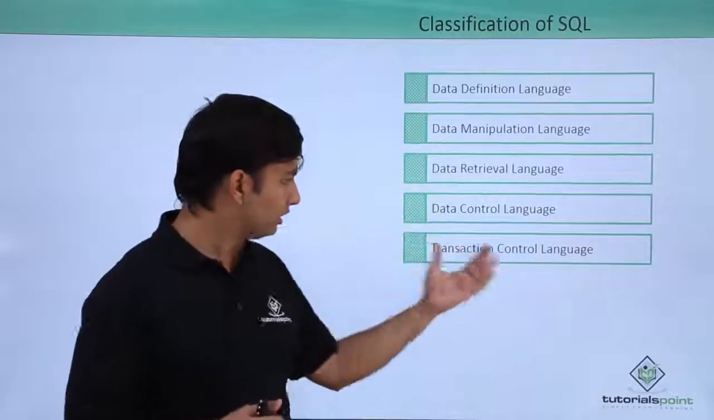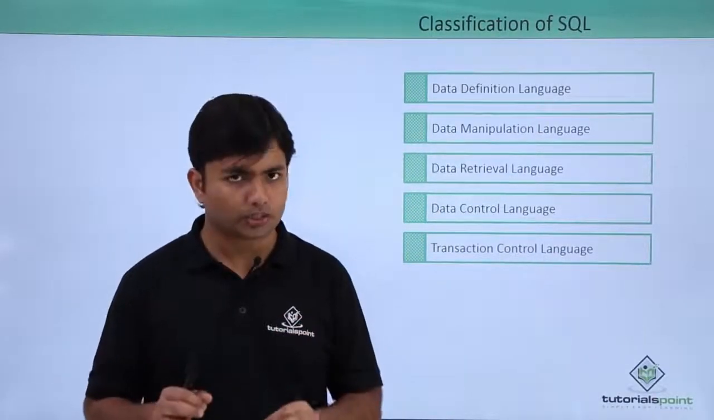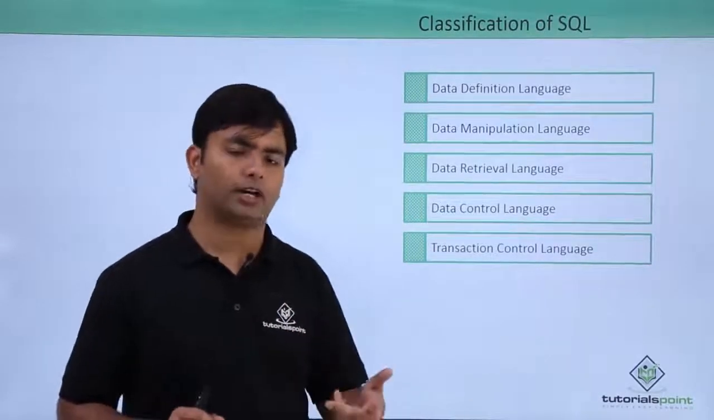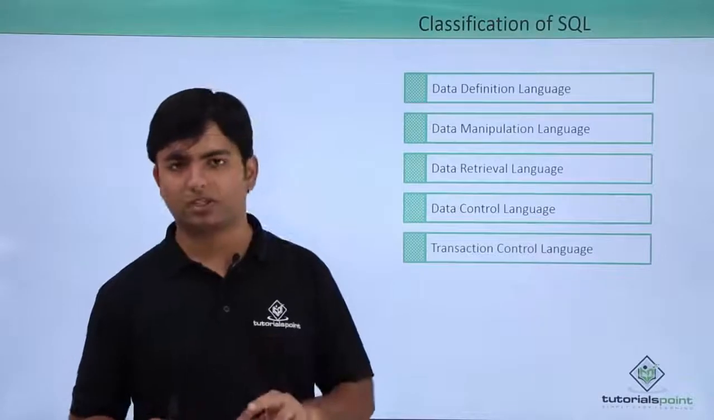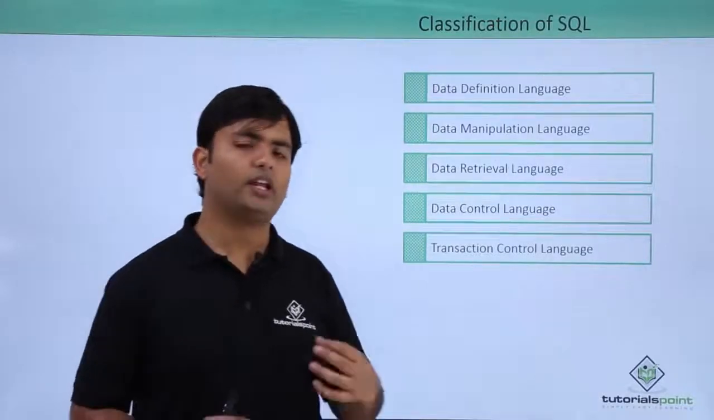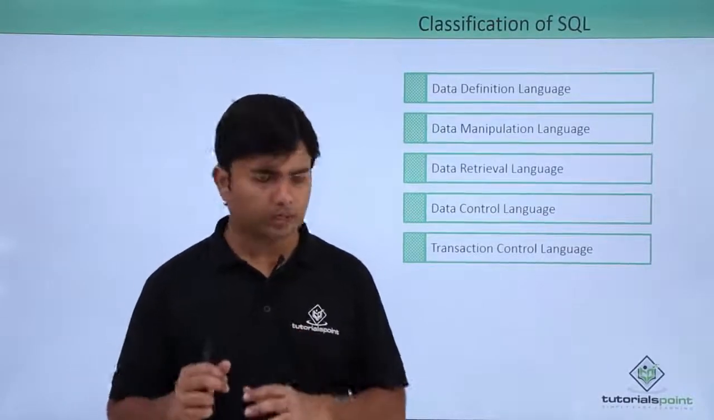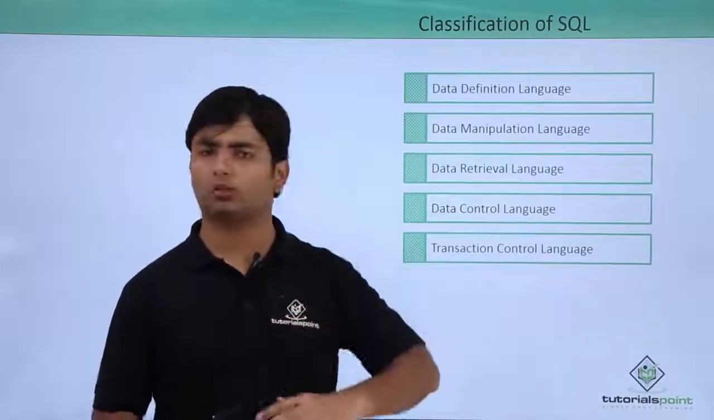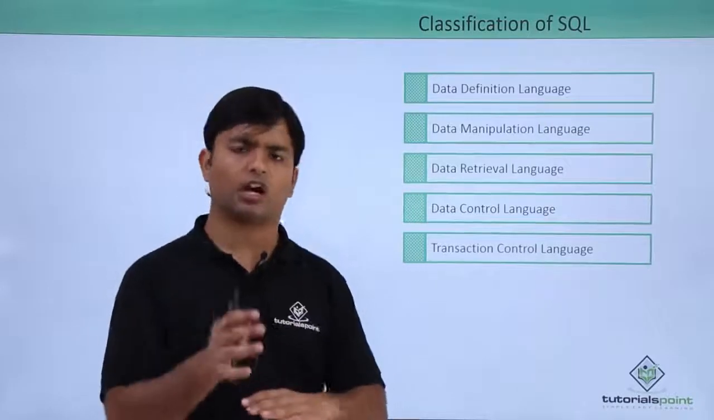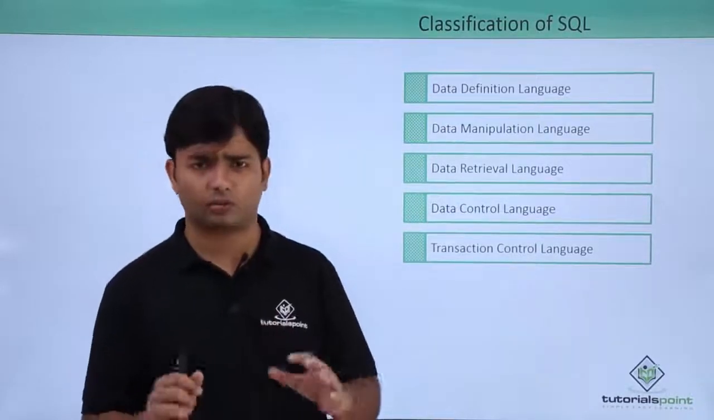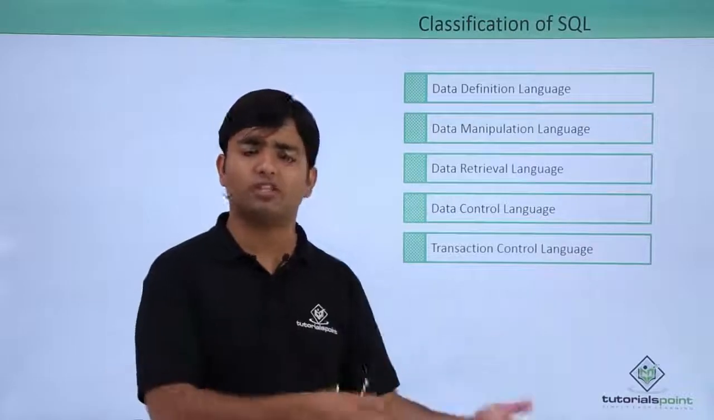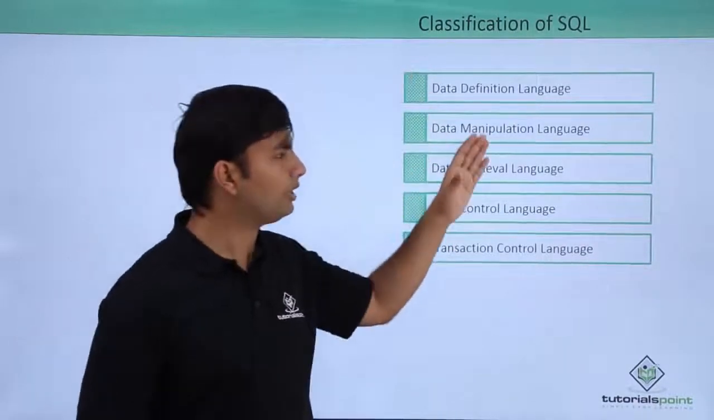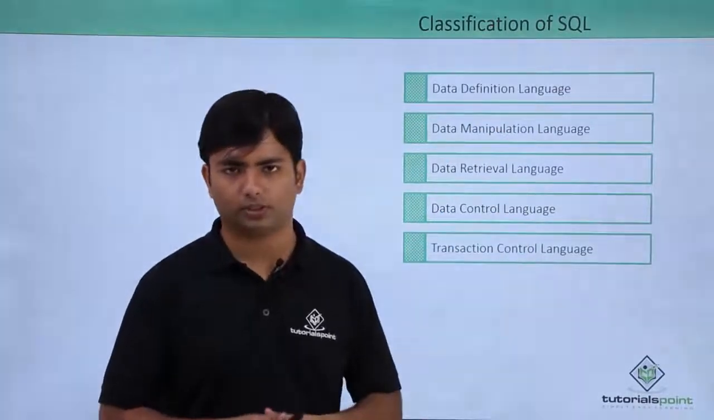But this transaction control language will ensure that if it is successful, both the commands, or all the commands participating in a transaction, will execute successfully. Otherwise, if there is something wrong, obviously the whole transaction will be rolled back. Not half or some percentage of the transaction will be successful. Either it will be fully successful or fully failed. So these are the different classifications of SQL.